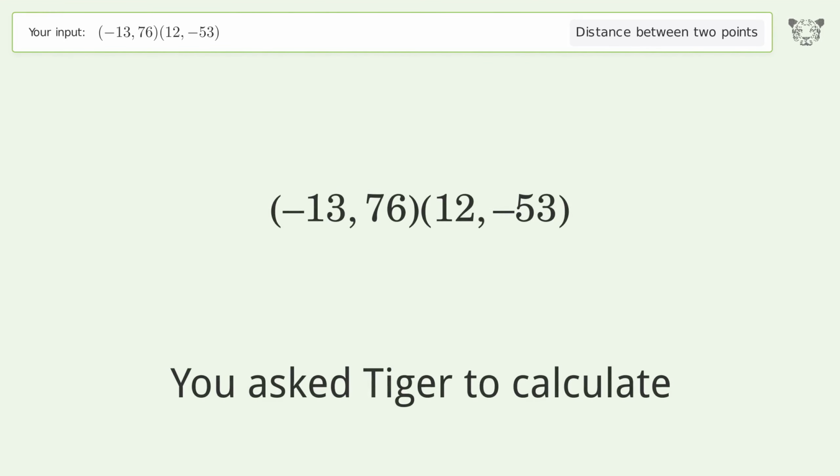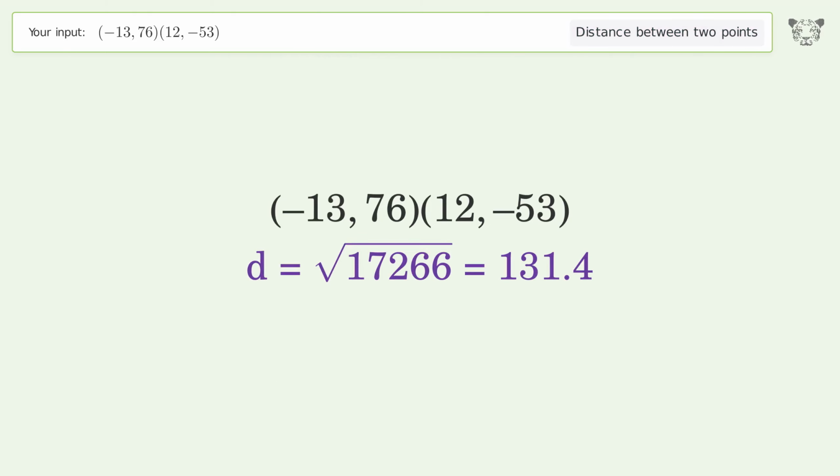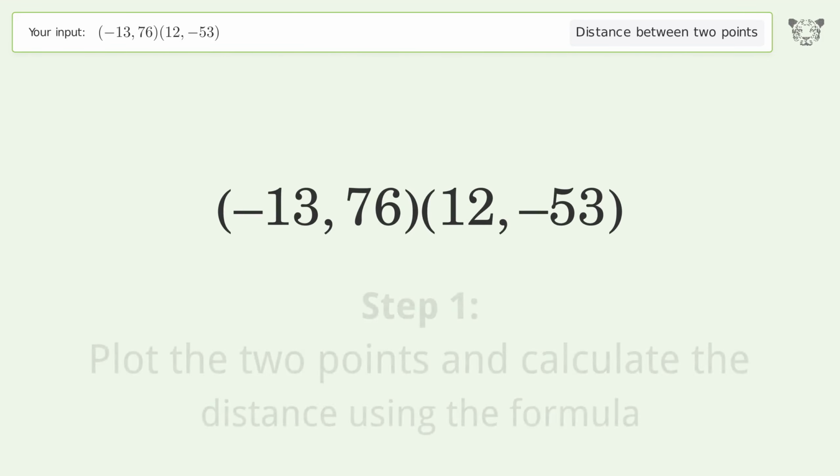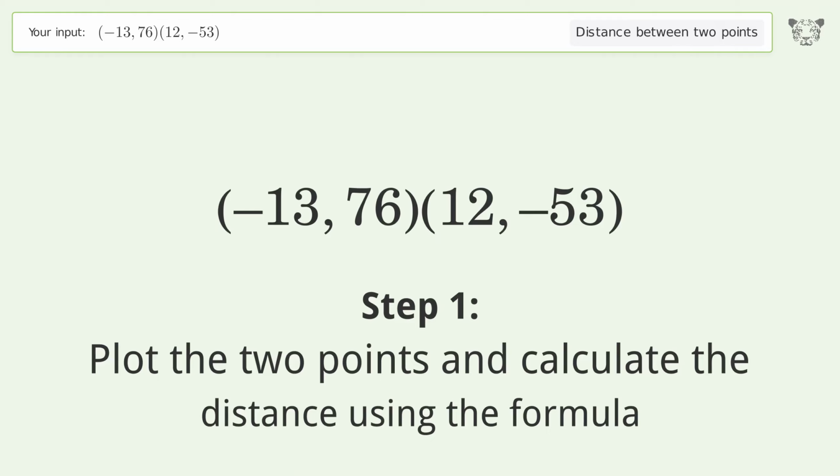You ask Tiger to calculate. This deals with the distance between 2 points. The distance between the 2 points is the square root of 17,266, or 131.4. Let's solve it step by step. Plot the 2 points and calculate the distance using the formula.